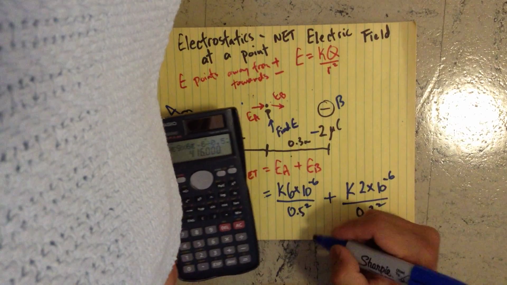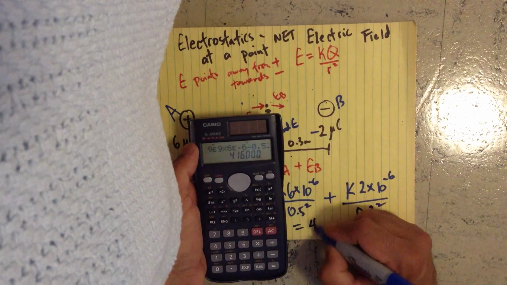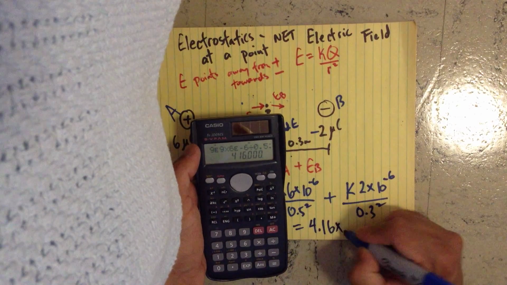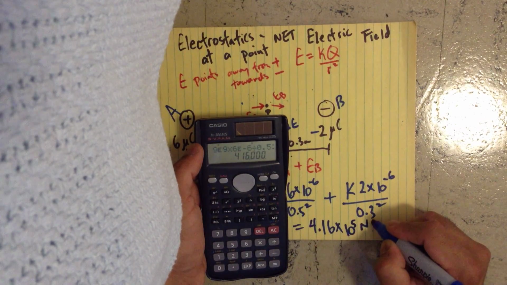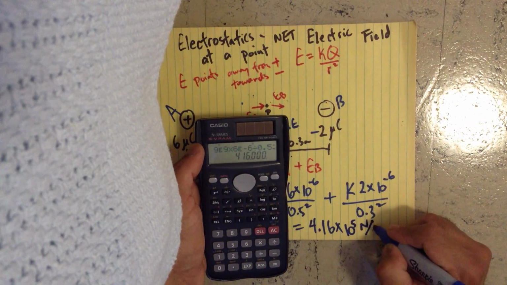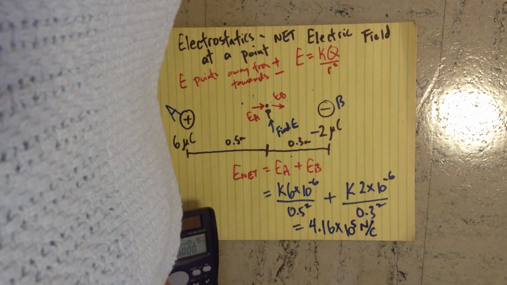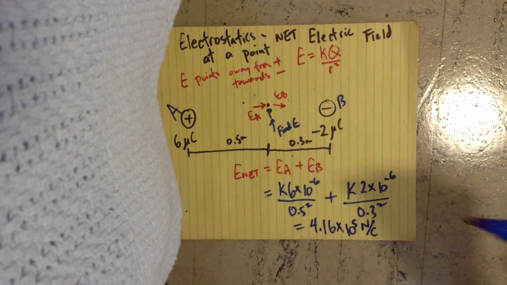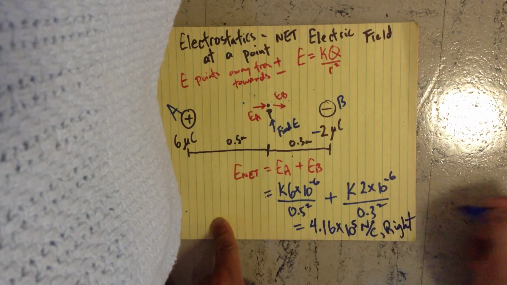And here we get a big number for field, but that's okay because that's how field is represented. So I get 4.16 times 10 to the 5th newtons per coulomb, because that's a unit for electric field. And we already decided that our positive direction was to the right. This is a positive number, so we should put a direction on that of right.